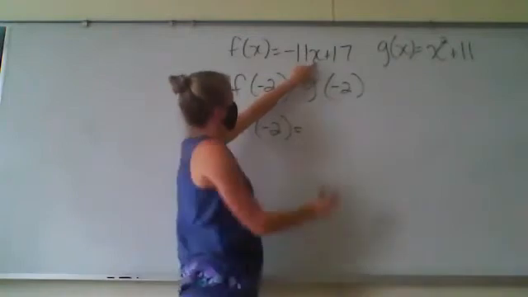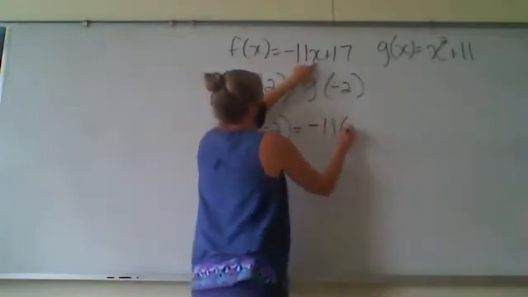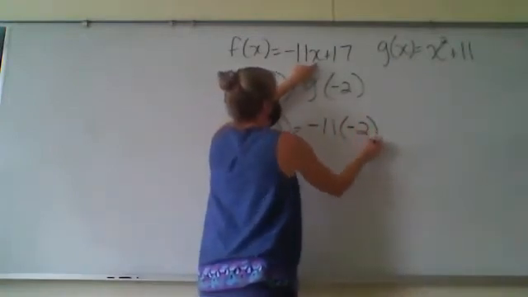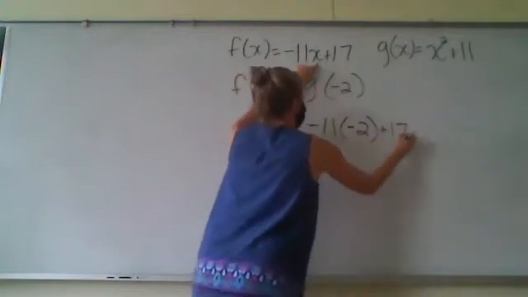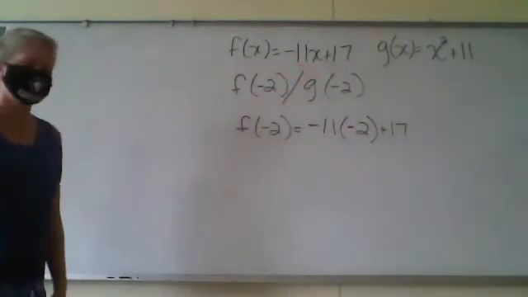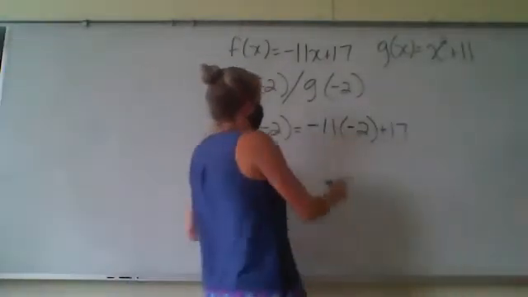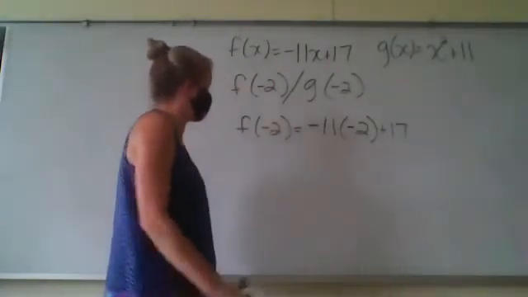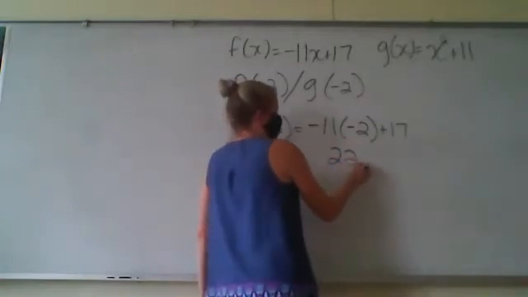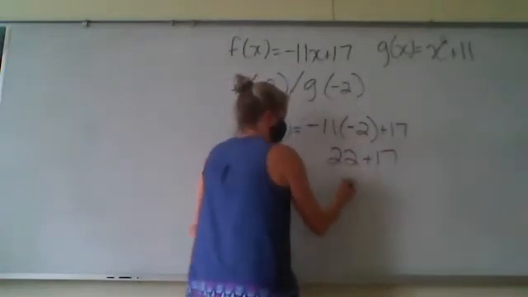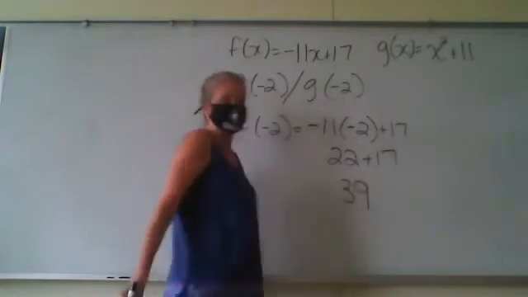Replace the x with negative 2. So I'll have negative 11 times negative 2 plus 17. So let's see, negative 11 times negative 2. Since it's a negative times a negative, it'll be positive 22 plus 17, which gives me 39.